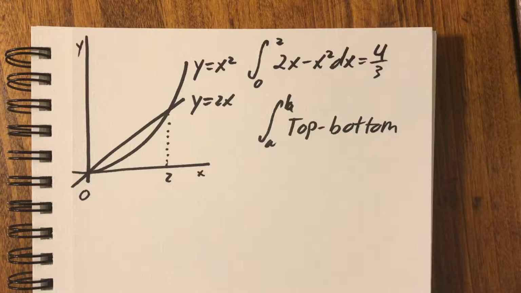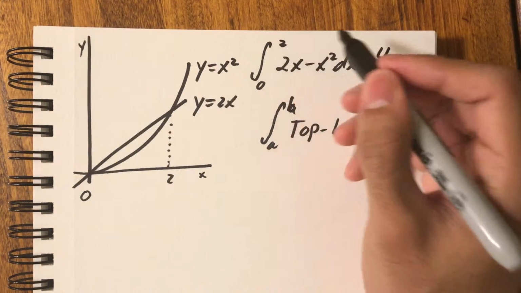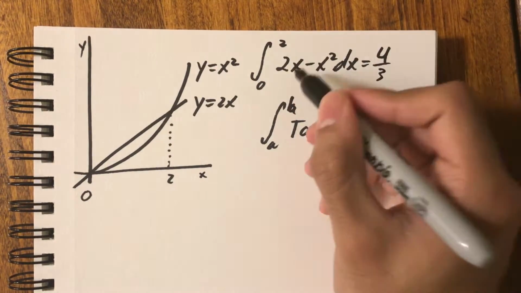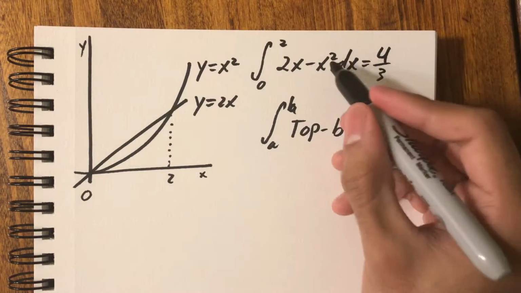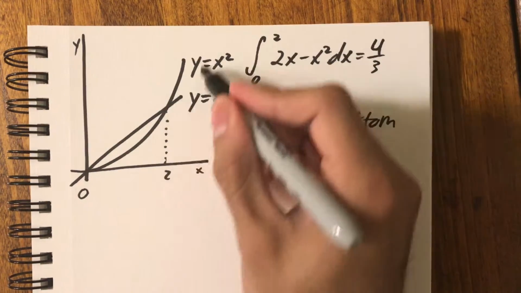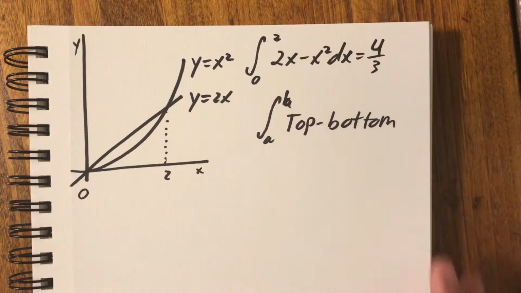Alright, so today we're doing things in terms of y. Now this is the same problem from our last video, so this should be a little bit easier for us. We already know that the answer is the integral from 0 to 2 of our top function, which is 2x, this line, minus our bottom function, which is x squared, or this parabola right here. And it's equal to 4/3, evaluated from 0 to 2.